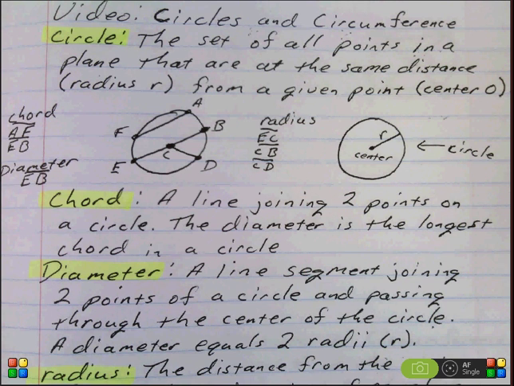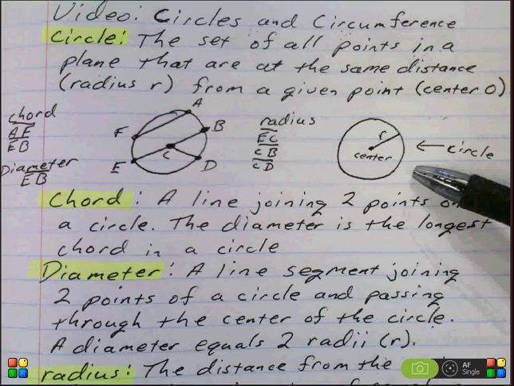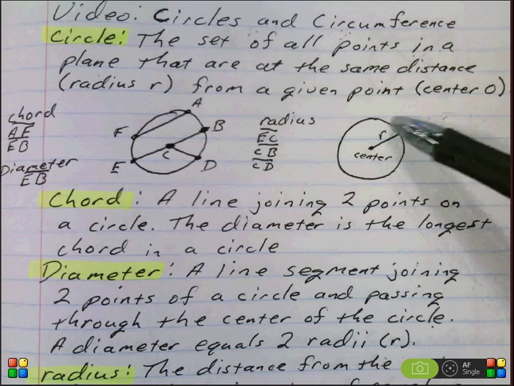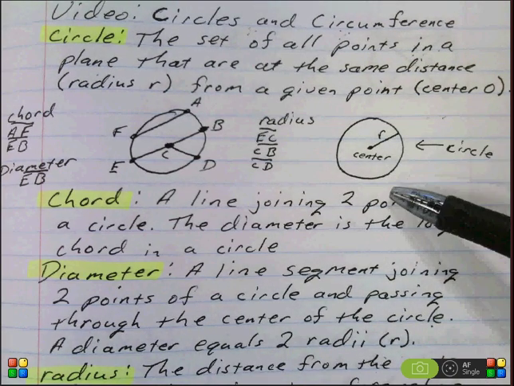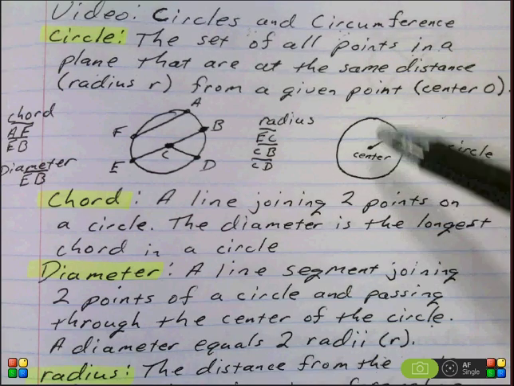A circle is just a set of all the points in a plane that are at the same distance from any given point. So we have an example over here. We have a center, we have a radius. The circle is going to go around. It's going to be the exact same distance from that center all the way around.